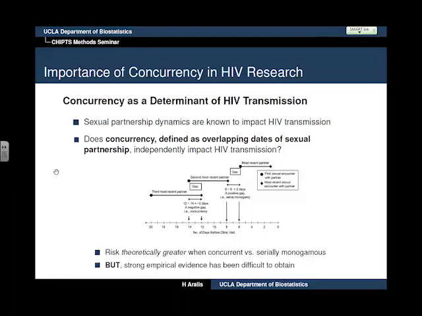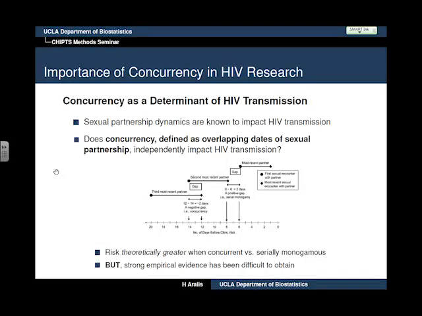To give a very basic demonstration of concurrency, imagine a patient coming into a clinic and reporting the number of days before their visit that their last three most recent partnerships started and ended. Concurrency is often defined as a negative gap: if you subtract the end date of the third most recent partner from the start date of the second most recent partner and get a negative number, this would be an example of a concurrent partnership. Here, where there's a non-negative gap between partnerships, is an example of what we'll refer to as serial monogamy.